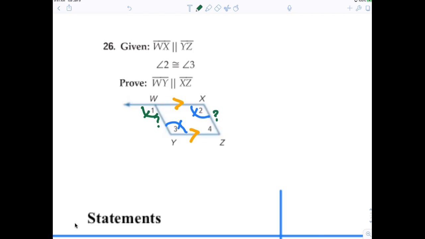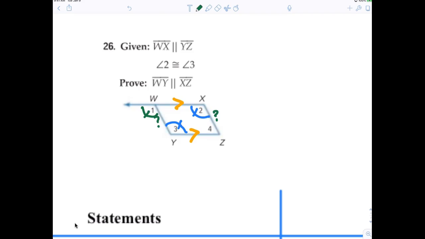In other words, I'm not sure if flipping is the right word I would use, but it's the converse. Okay, good question. So 1 is congruent to 3 by alternate interior angles. Do you agree with that? Right? And now that 1 is congruent to 3.